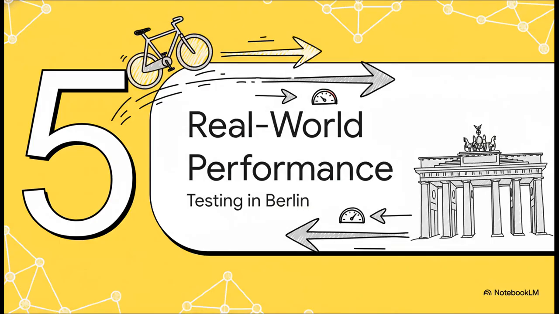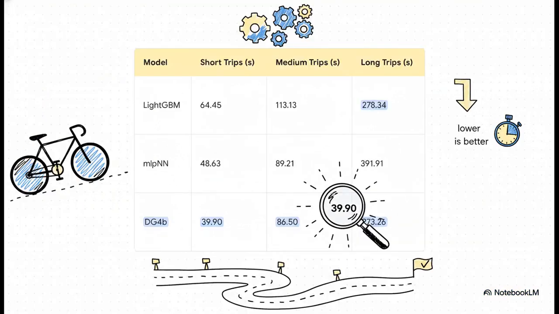Okay, so the theory is sound. You've got dual graphs, you're predicting speed instead of time. It all sounds great on paper, but the real question is, does it actually work? Let's look at the numbers from the Berlin Simrad dataset. And the results really speak for themselves. What you're looking at here is the mean absolute error, basically how wrong the prediction was on average in seconds. So lower is better. And as you can see, DG4B consistently beats the other strong baseline models, like LightGBM and a standard MLP. And check out that improvement on short trips. Those are notoriously the hardest ones to get right, and DG4B really nails it.